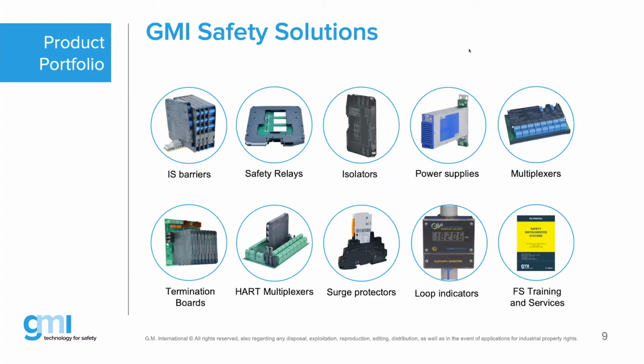This is the range of our products. We have Ex barriers, safety relays, isolators, power supplies, multiplexers. We have termination boards, which are customized for any of the main DCS and ESD systems. We have HART multiplexers, surge protectors, some loop indicators, and we have our functional safety department, of which Tino is our director. Through that department, we offer functional safety training as well as services. In the near future, we will have a similar department for intrinsic safety.